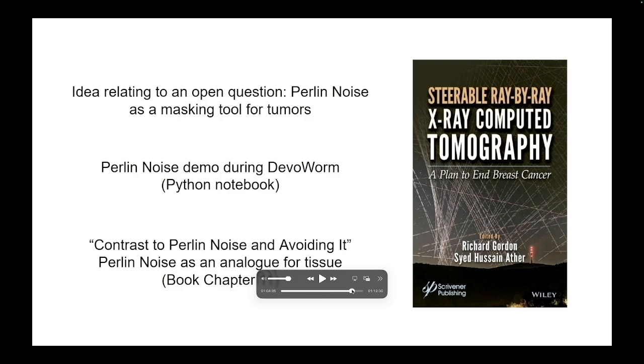That's something I'm working on now, and I presented on this a couple weeks ago in DevoWorm, so it's somewhat promising. I'll come back to that later, but it's an example of how you ask questions, and that leads you to different places, and that defines you and your work.